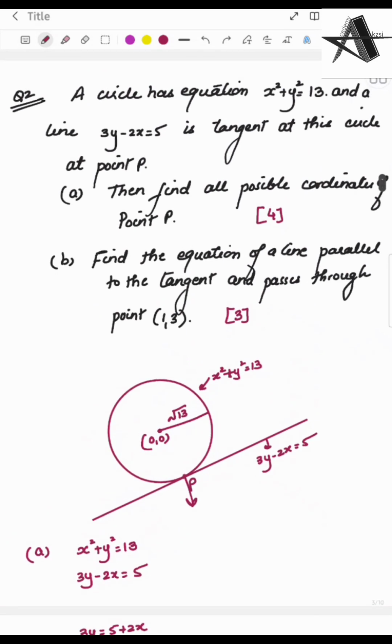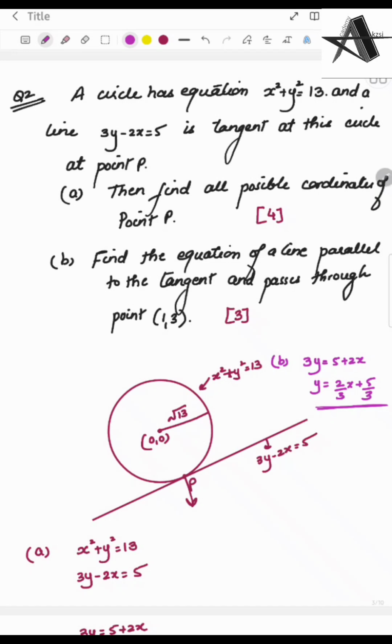Find the equation of a line which is parallel to this one. A line which is parallel to this one definitely means that the gradient will be the same. If I rearrange this equation, I'll get 3y equals 5 plus 2x, and y will be 2 over 3x plus 5 over 3. This will be in the slope form, which is y equals mx plus c. On comparing, I'll get the gradient of this line to be 2 over 3.